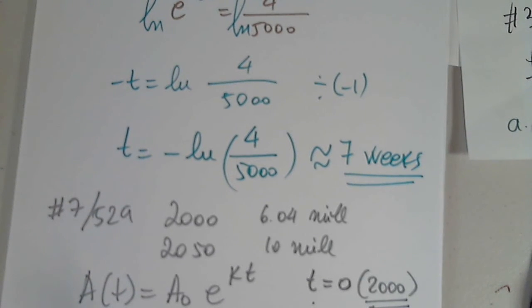So find an exponential growth function that models the data. And then in which year will the population be 9 million? So part A.